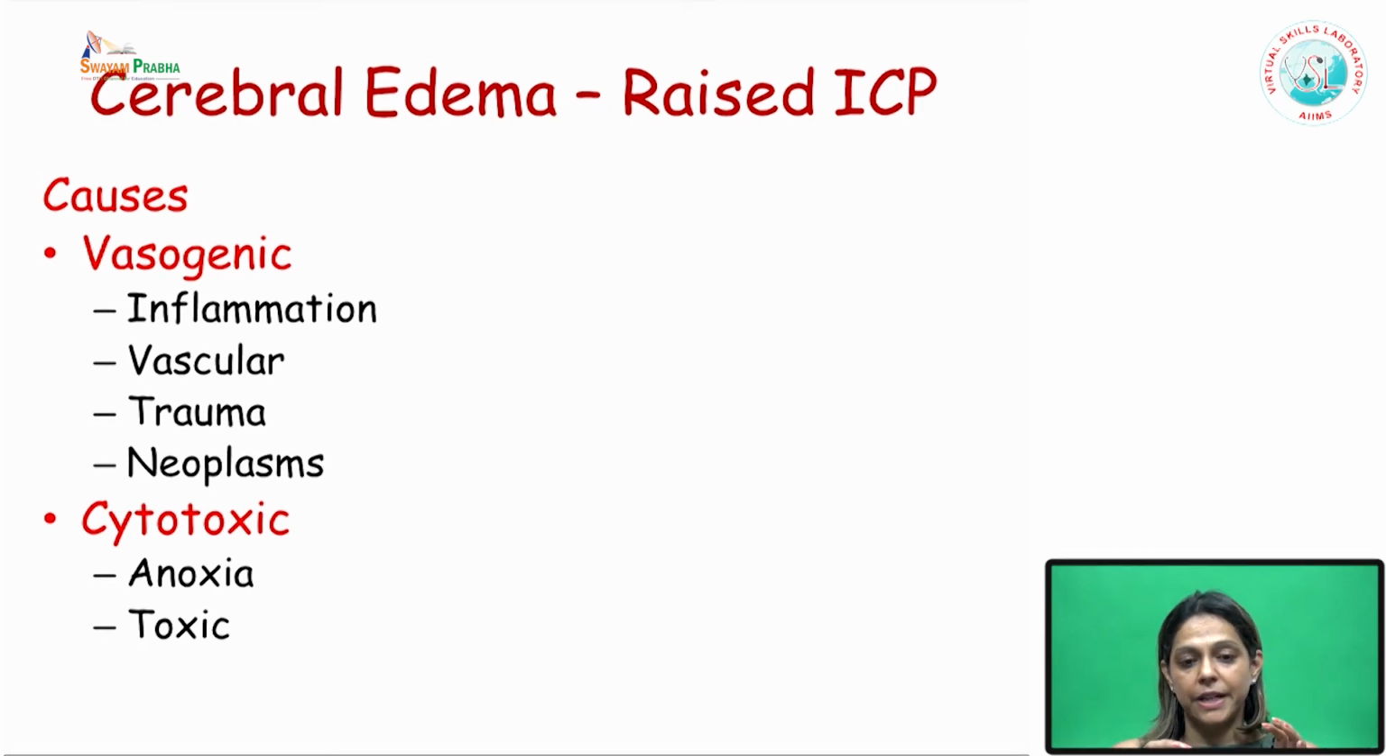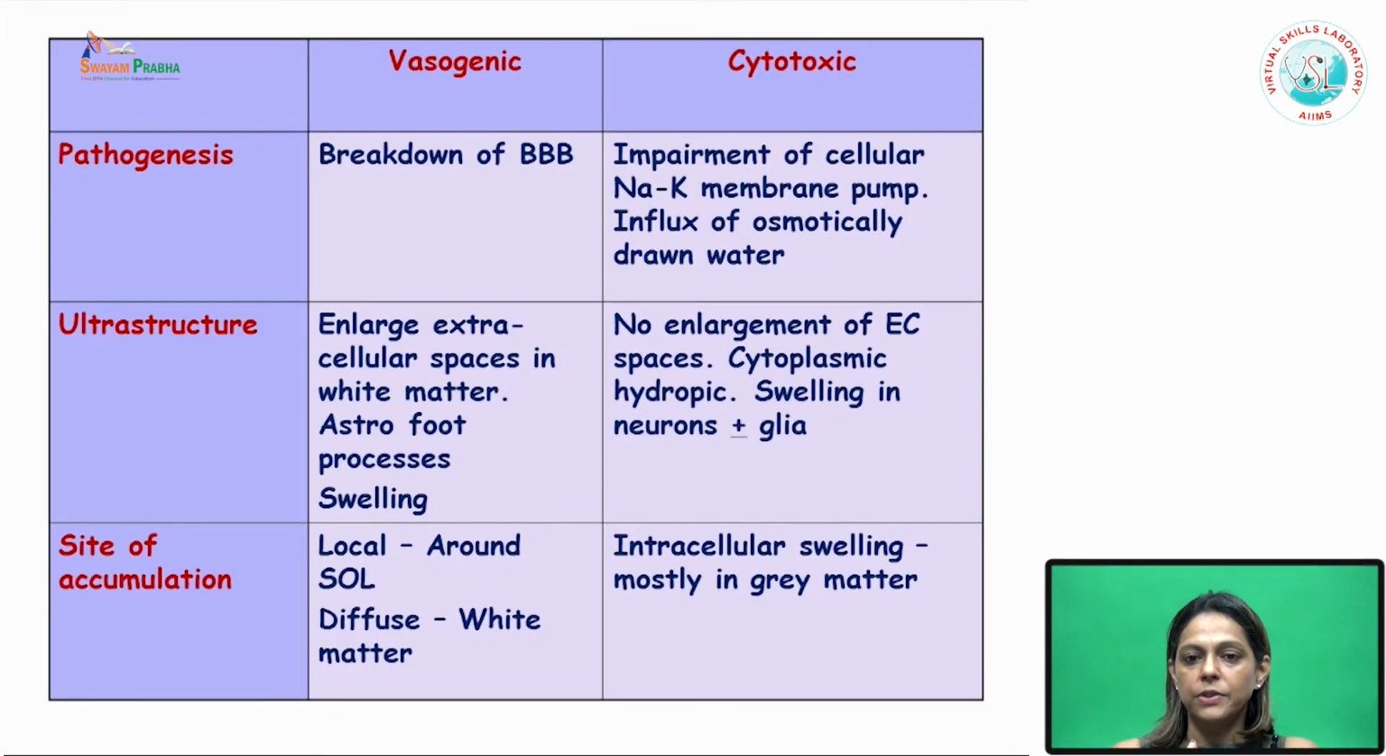Cytotoxic edema is very, very characteristic. So it is at the cellular level. Either there is anoxic injury or toxic injury to the cell itself. So in vasogenic edema, there is breakdown of the blood-brain barrier, and in cytotoxic edema, if you remember your sodium-potassium pump, which works at the cellular level, there is impairment of the sodium-potassium pump. And so in vasogenic edema, there is enlargement of the extracellular space, but in cytotoxic edema, there would be no enlargement of the extracellular space. But individual cells will be undergoing swelling.